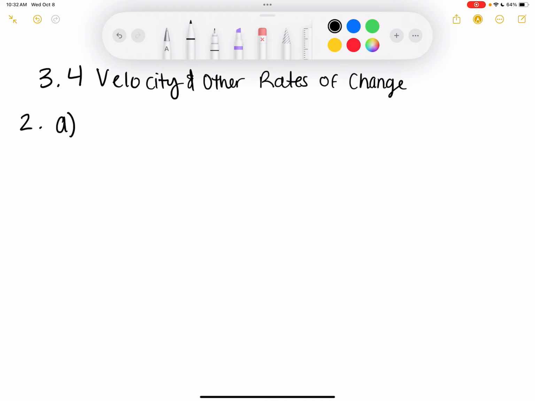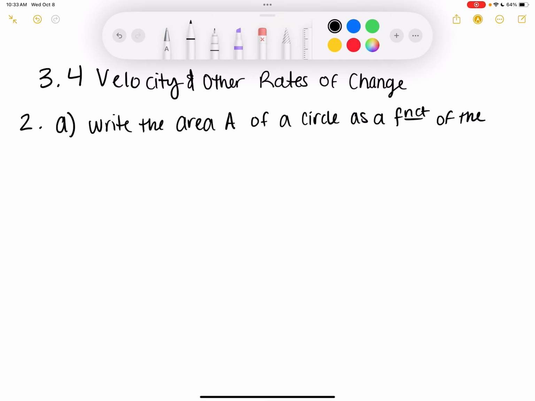and when you're doing your problems, you don't necessarily need to write out the whole problem if you don't want to. I know you're not turning it in. It's up to you. But I'm going to write them out just for here so we can talk about them. Write the area A of a circle as a function of the circumference C.